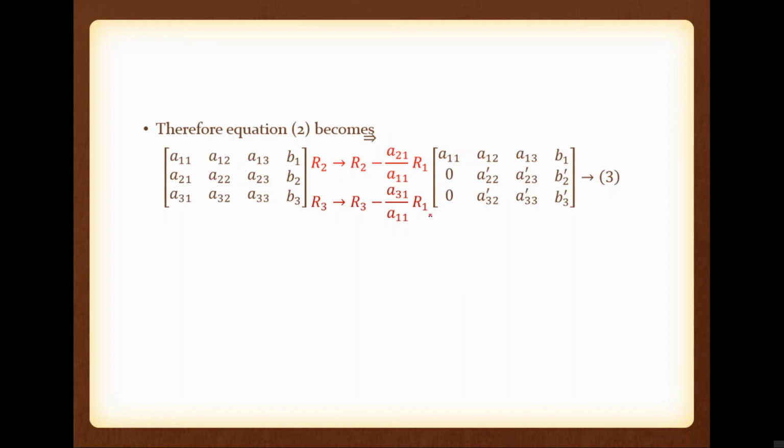So now the coefficients of x1 are 0. In order to make it an upper triangular matrix, this A32 dash must be 0. Why is it A32 dash, A33 dash, B3 dash? Similarly, this one is A22 dash, A23 dash, B2 dash. Because after this row operation, during the first elimination, these 6 elements are modified. That is why they are labeled as A22 dash, A23 dash, B2 dash, A32 dash, A33 dash, B3 dash.